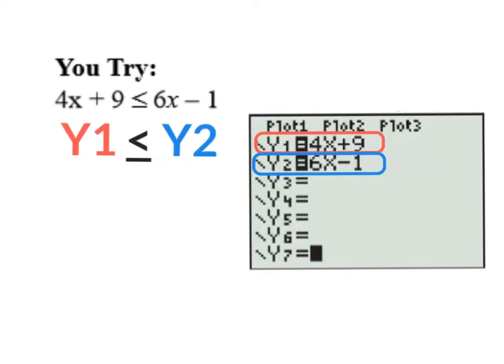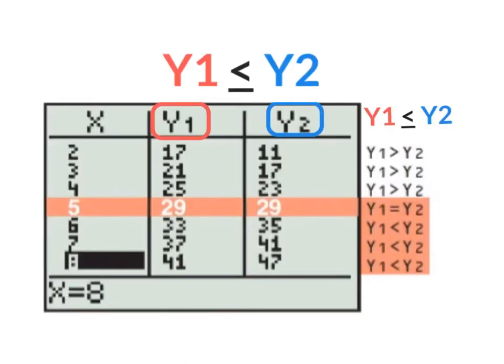First, enter them into your calculator into y1, the left side, and y2, the right side. Now we're going to use the table feature and compare. First, find where they intersect, which happens to be at (5, 29). This is where they'll be equal.